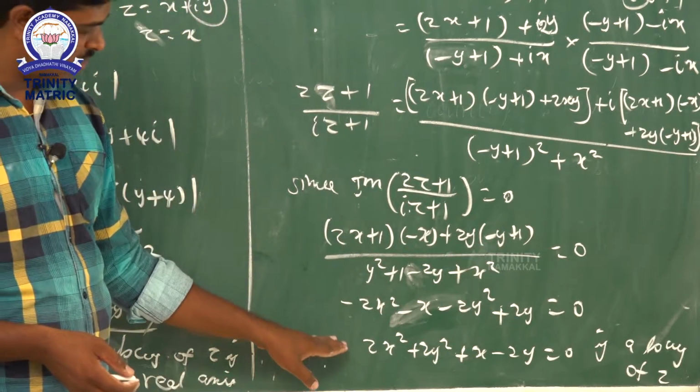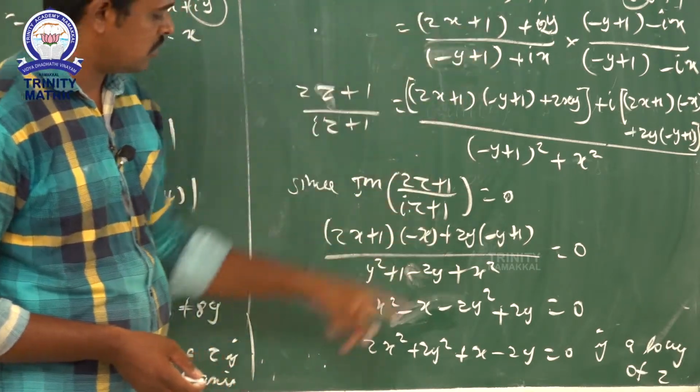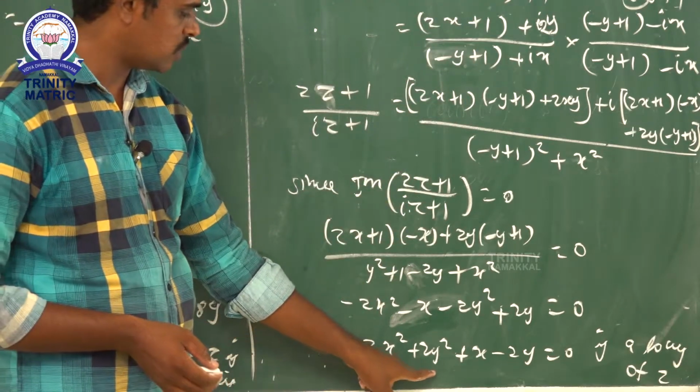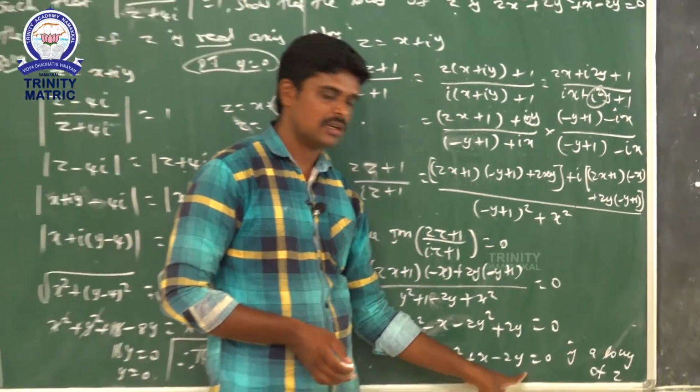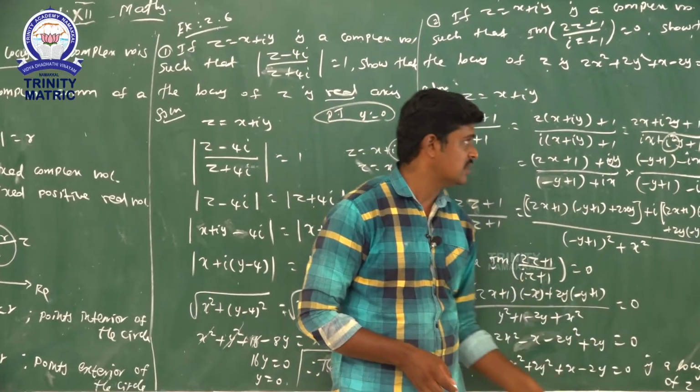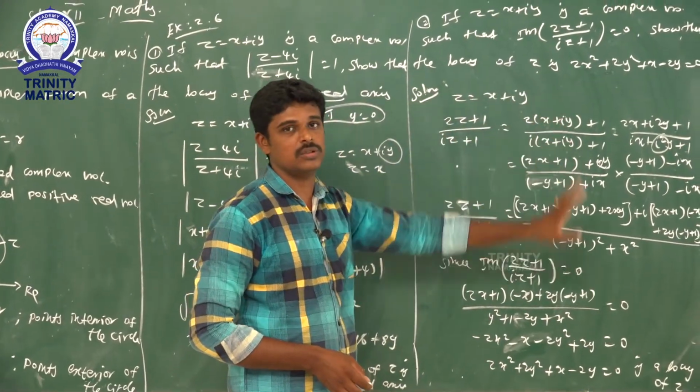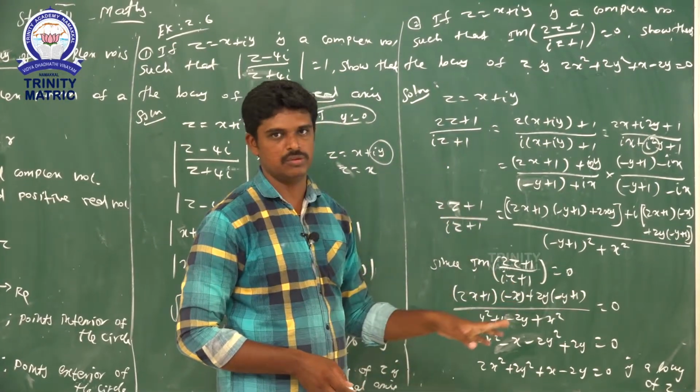Next finally arrange the final answer type. Okay, so 2x squared plus 2y squared plus x minus 2y equal to 0. Here constant term not included. This is the locus of z. This is the final answer. This is also a sum question. This is a very important 5 mark question. Okay.